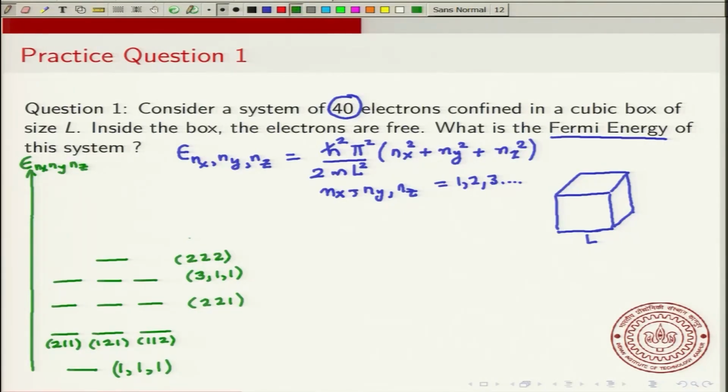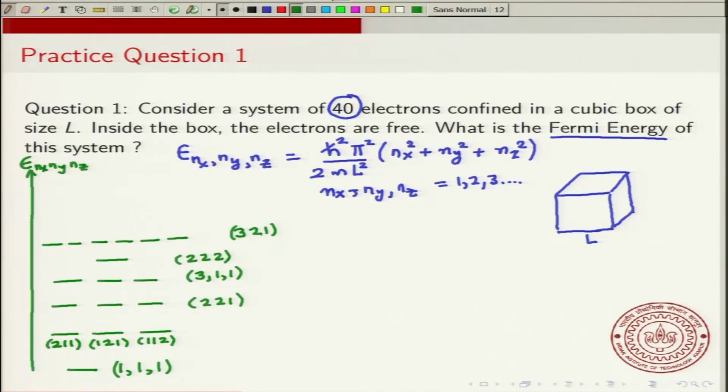is actually 3 2 1, and now this 3 2 1, if you do different combinations, there are actually 6 combinations. So you can have 3 2 1, 3 1 2, or you can have 2 3 1, 2 1 3, or you can have 1 3 2, 1 2 3. So there are 6 combinations here.